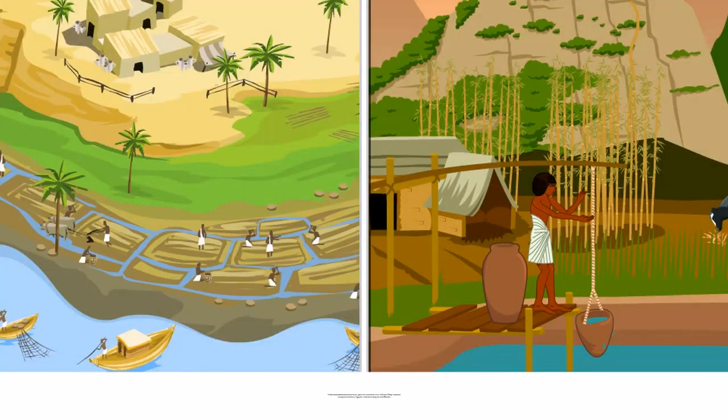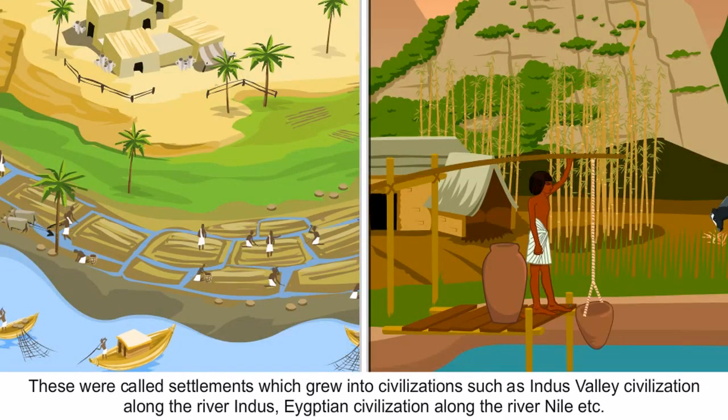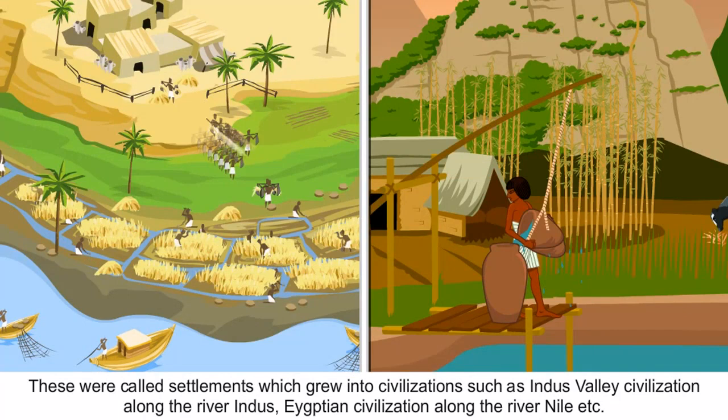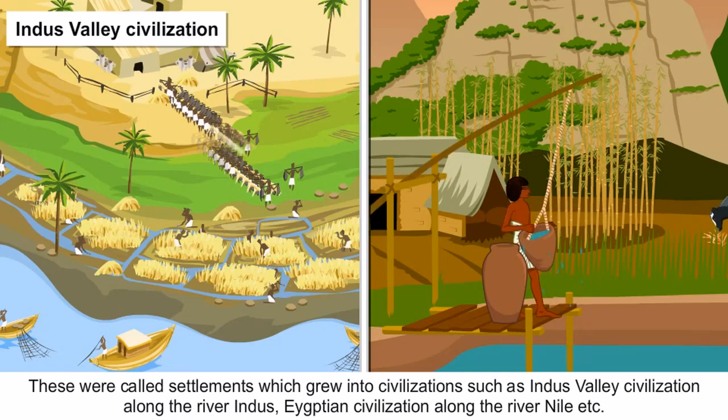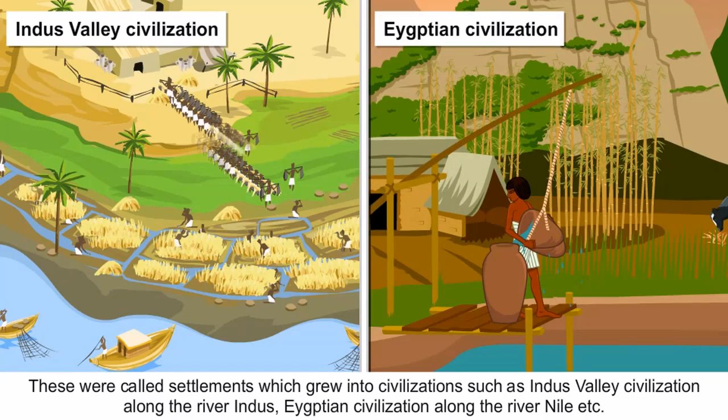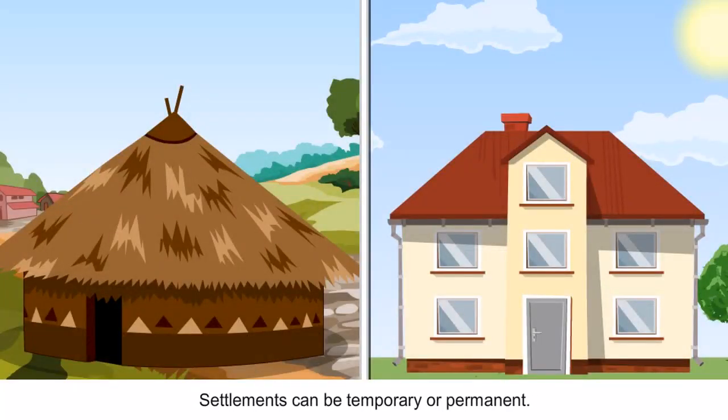These were called settlements, which grew into civilizations such as Indus Valley Civilization along the river Indus, Egyptian civilization along the river Nile, etc. Settlements can be temporary or permanent.